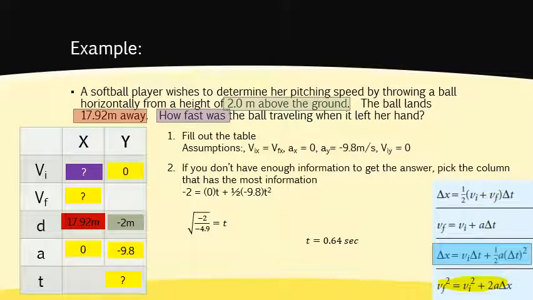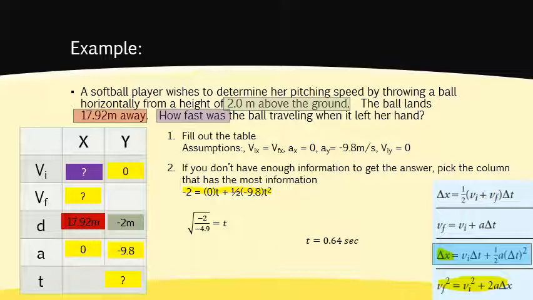So we're going to use this equation. This equation allows me to get t, and I know this says delta x, but we're using it for the y direction. So delta x, or you should say displacement in the y direction, is negative 2. vi in the y direction is 0. We're looking for t, so I just put t there. And then 1/2 times negative 9.8 t squared. Now we're going to solve for t. So we're going to put our math brain on for a second.